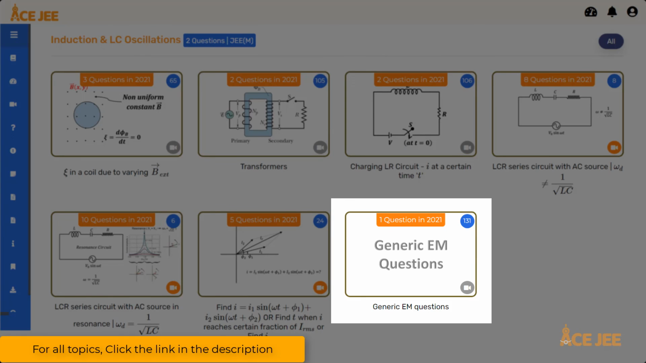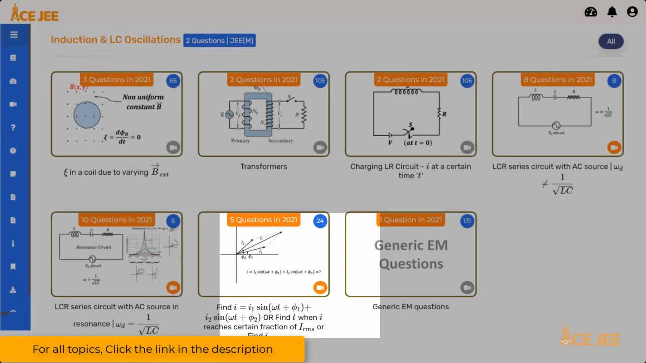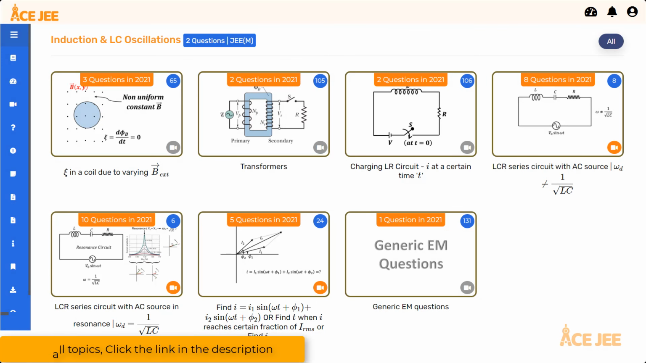Now in the last important question type from this topic, here you can expect some generic questions involving induction and LC oscillations. I would recommend that you go through all the available questions in this question type to be fully prepared. With that, best wishes for questions on induction and alternating current in JEE Main.